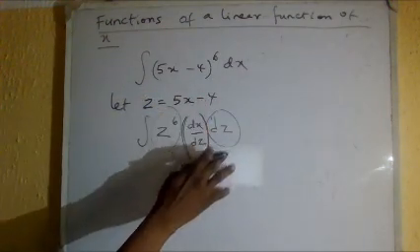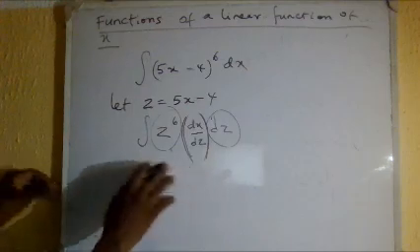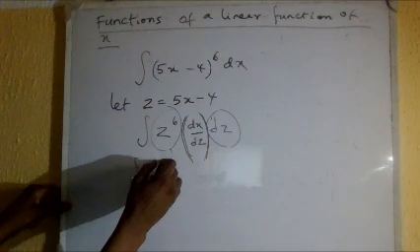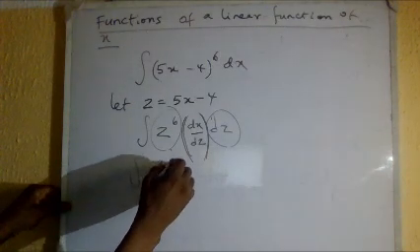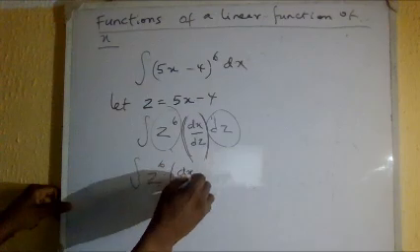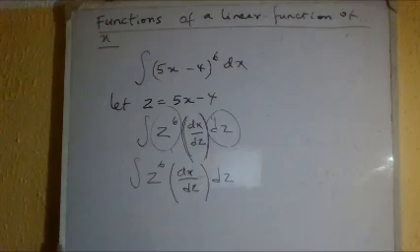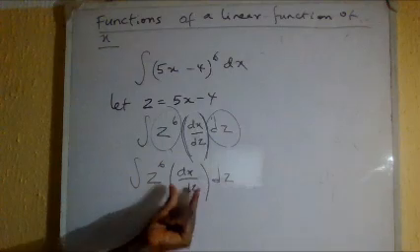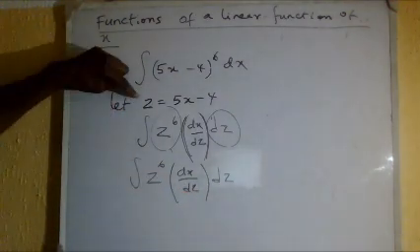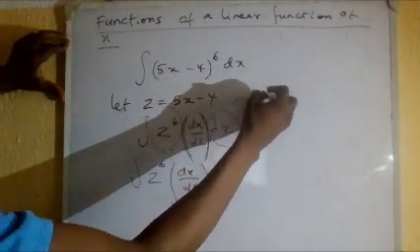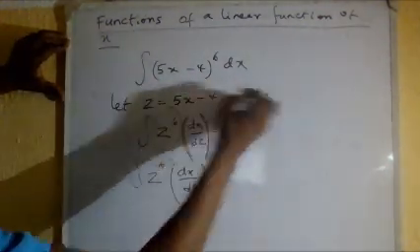Okay, so I will write this again. What I did here is the integral of z raised to power 6, then dx dz, then dz. That's what we do straight away. Now, what is dz dx? From here to here, dz dx is equal to 5. If you differentiate this one, it's equal to 5.